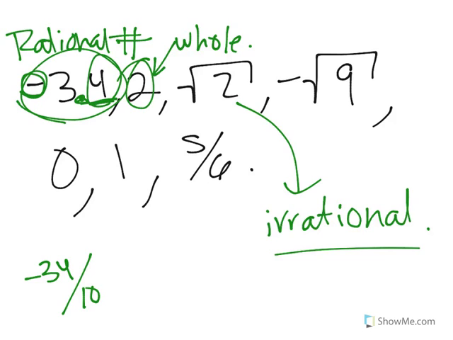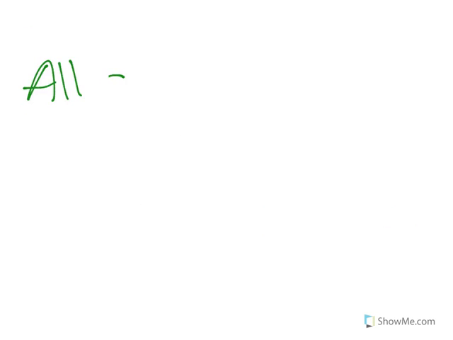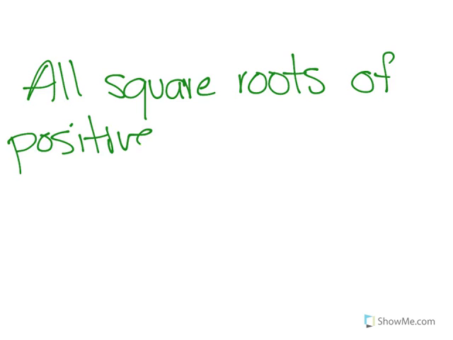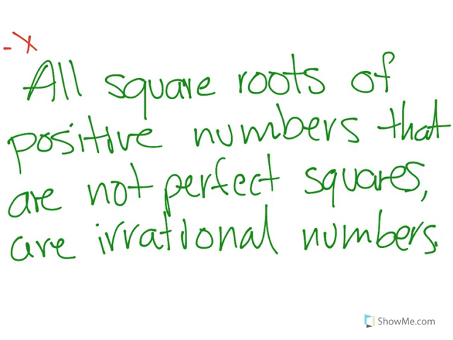Something to keep in mind that makes it very easy to remember is that all the square roots of positive numbers that are not perfect squares are irrational numbers. This is something very important to remember, which will become very useful later on. And so you will see what I mean by perfect squares in the next video.